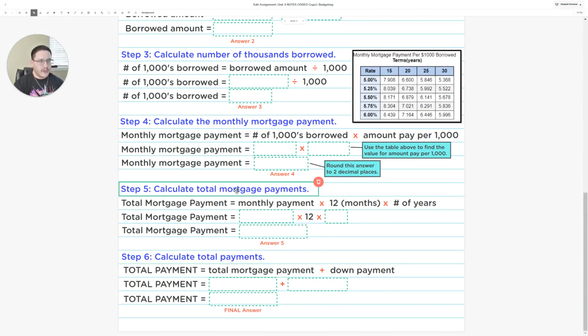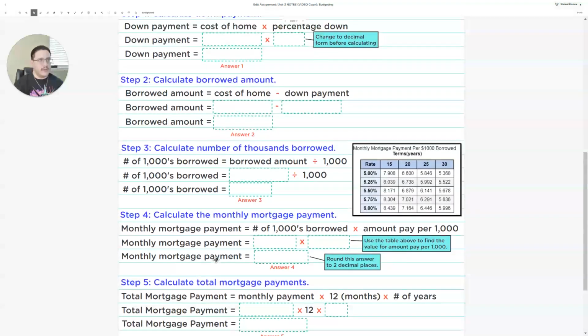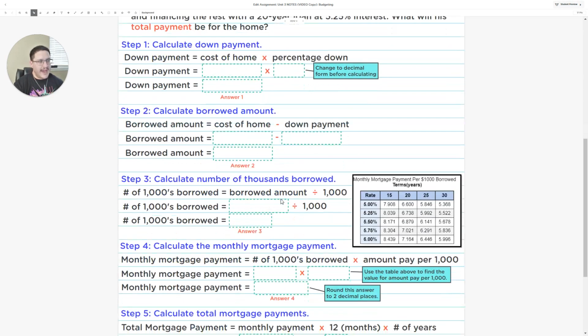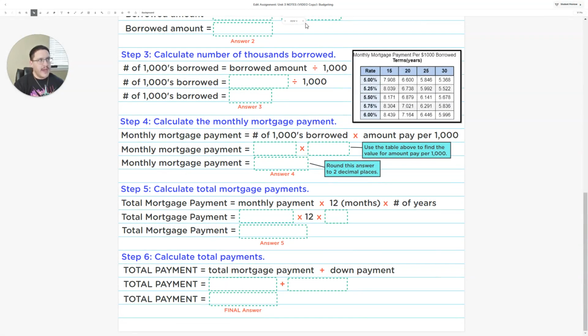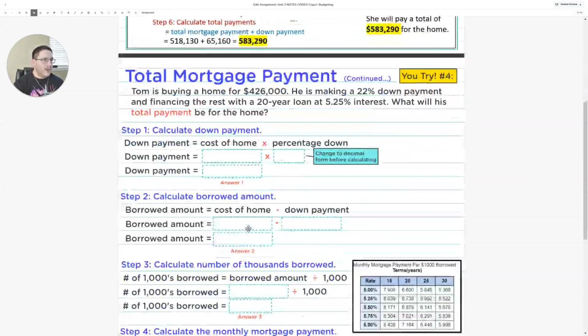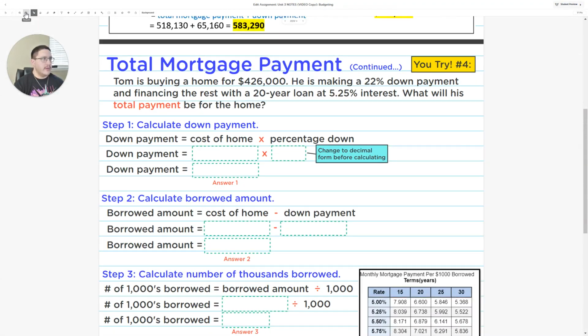Step 5, calculate the total mortgage payment. And then step 6, calculate the total payments. So at this moment, I would like for y'all to pause the video and go through this problem on your own. If you're doing this on ClassKick, fill everything out, and then go to the next page and check your work to see if you did everything correctly. Otherwise, I'm going to continue on and show y'all how to do this.